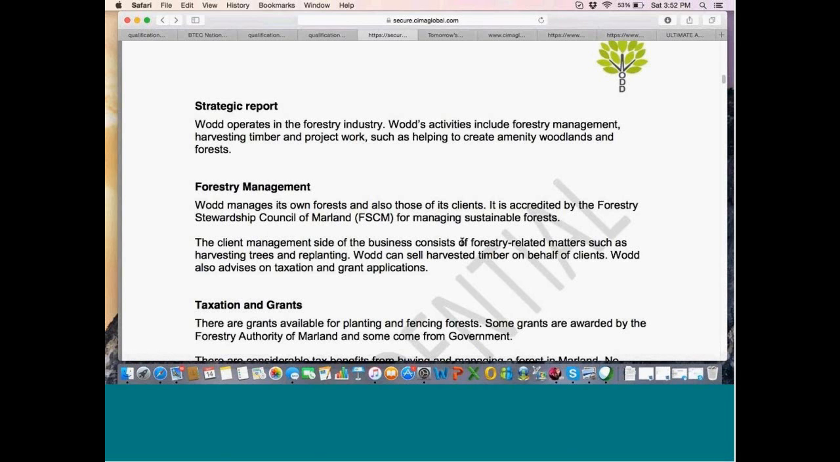So helping to create amenity woodlands. Do you know what amenity woodlands is? They are parks which are open to the public, with spaces for doing picnics and camps, to be able to gather for the public at large. Exactly. So that's where their focus is, right?